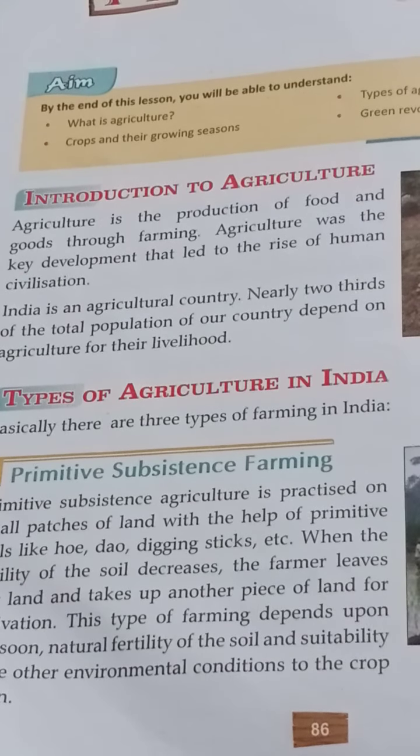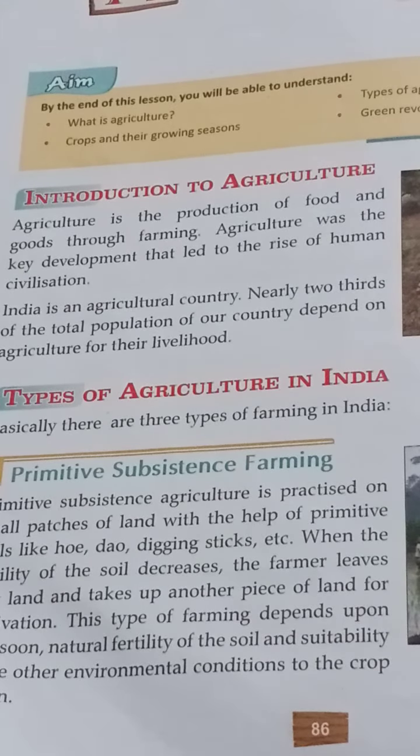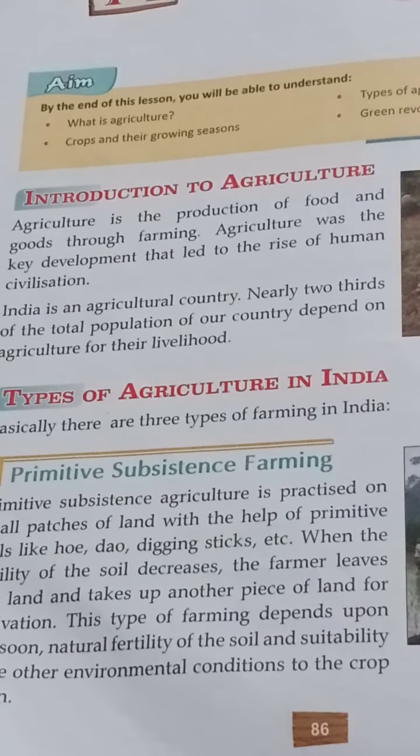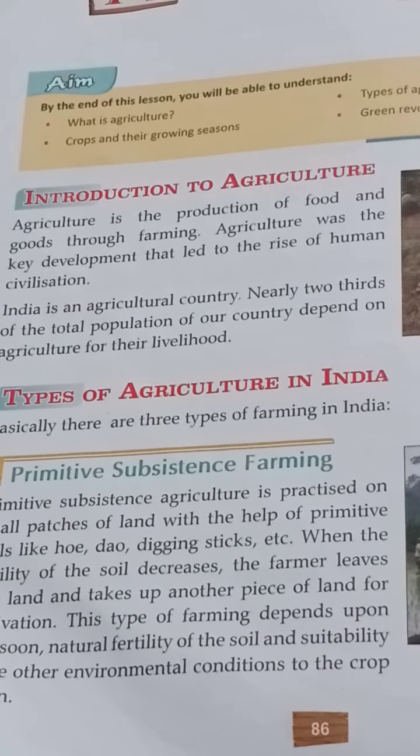Next, I am going to discuss different types of agriculture in India. So, what are the different types of agriculture in India? Basically, in India there are three types of farming prevalent. What are those three types of farming? The first type of farming is primitive subsistence farming, the second type is intensive subsistence farming, and the third type is commercial farming.